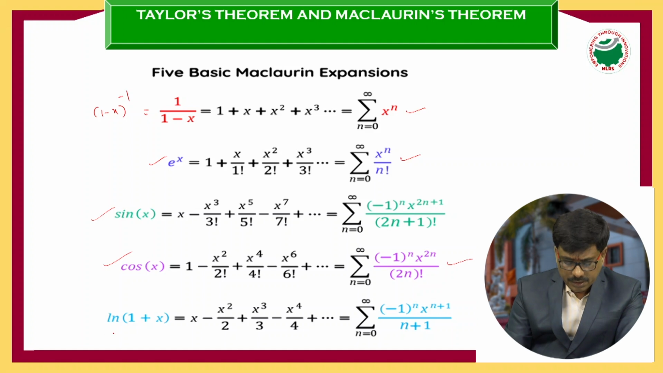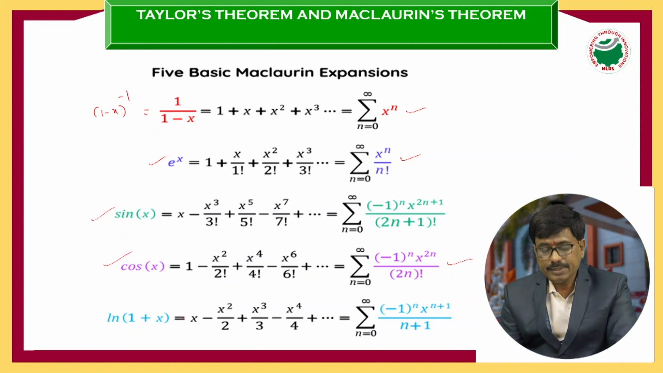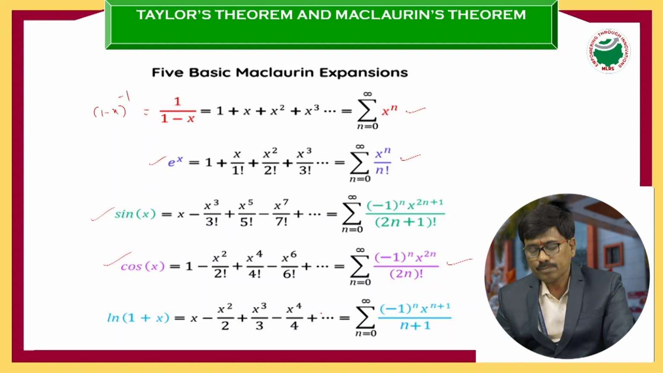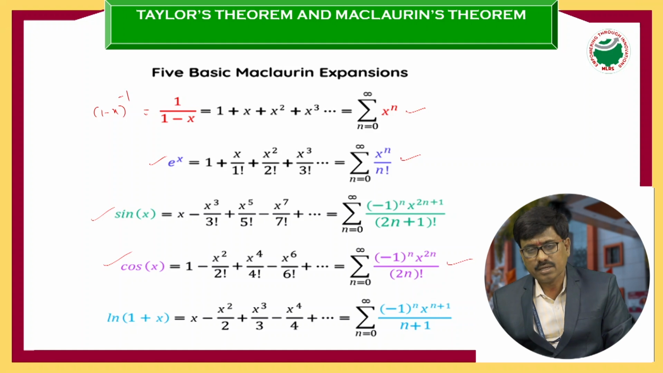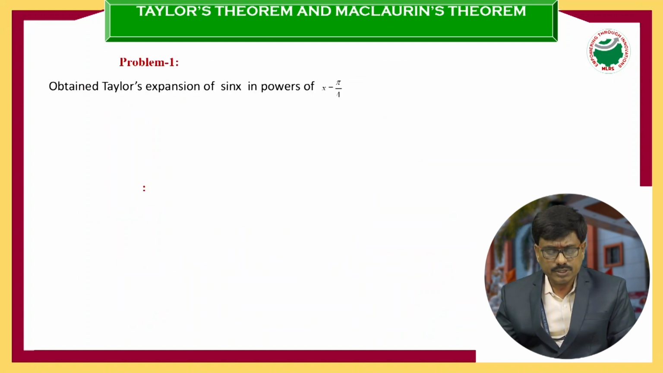And also log of 1 plus x can be expanded at the particular point x equal to 0. The expansion is x minus x square by 2 plus x cube by 3 minus x power 4 by 4 plus so on up to infinity. These are the basic expansions of the functions. We can expand these functions at the particular point using the Maclaurin series. Let us go with some example problems in today's class.